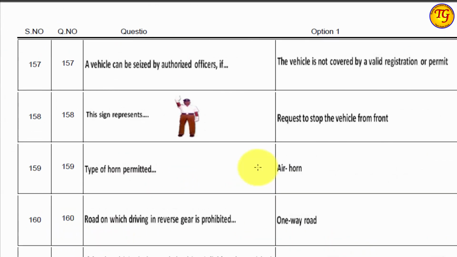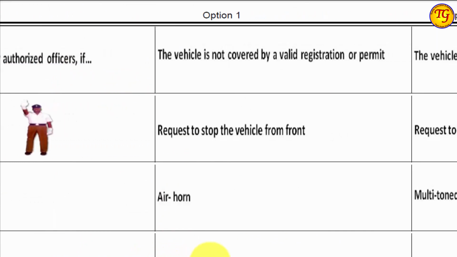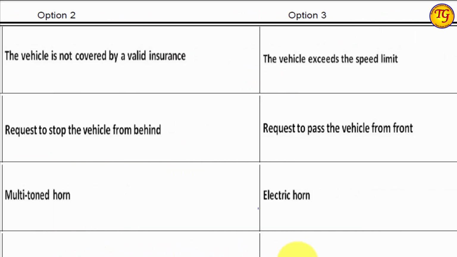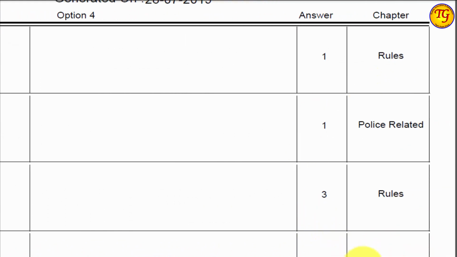So friends, next question, 157th question. A vehicle can be seized by authorized officers if the vehicle is not covered by valid registration or permit. Second option, the vehicle is not covered by valid insurance. The vehicle exceeds the speed limit. I think option number 1 is the correct one. Yes, option number 1 is the correct one.